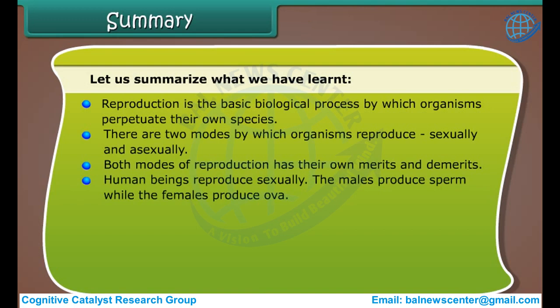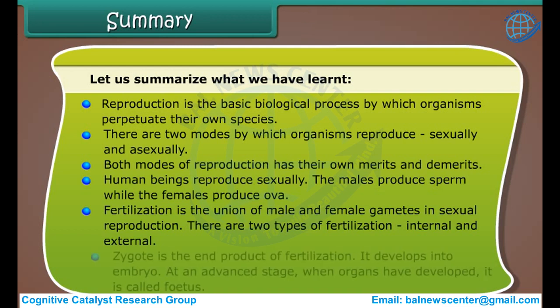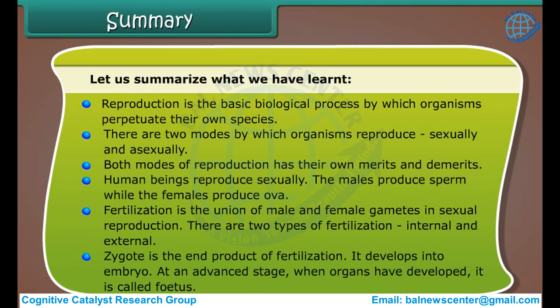Human beings reproduce sexually. The males produce sperm while the females produce ova. Fertilization is the union of male and female gametes in sexual reproduction. There are two types of fertilization, internal and external. Zygote is the end product of fertilization. It develops into embryo. At an advanced stage, when organs have developed, it is called fetus.